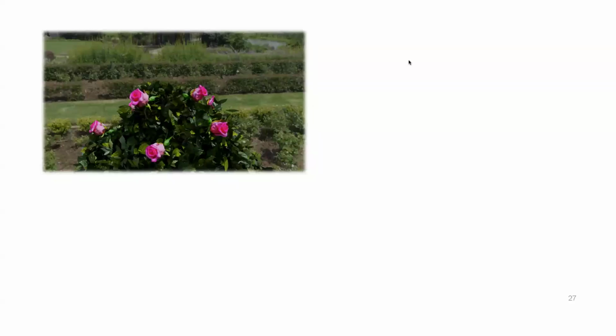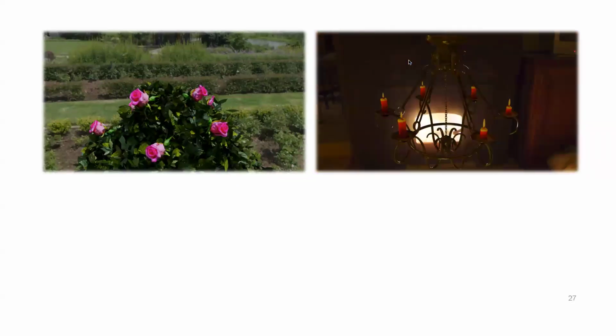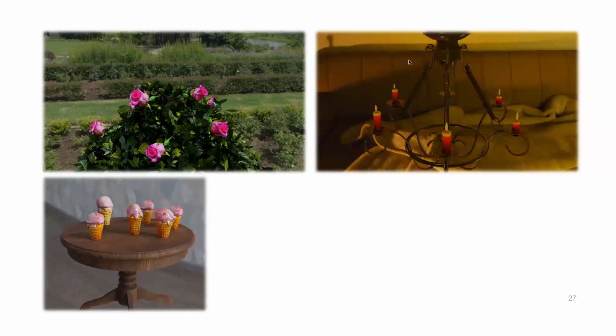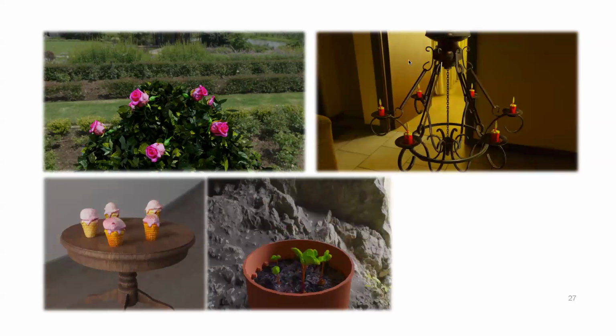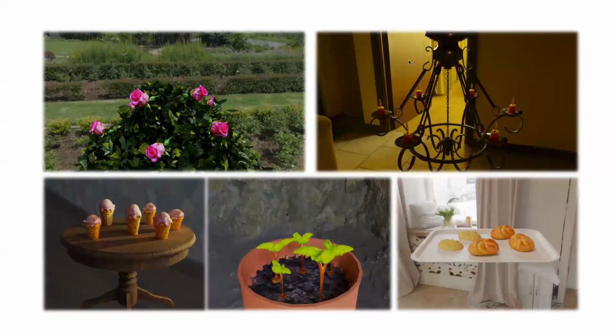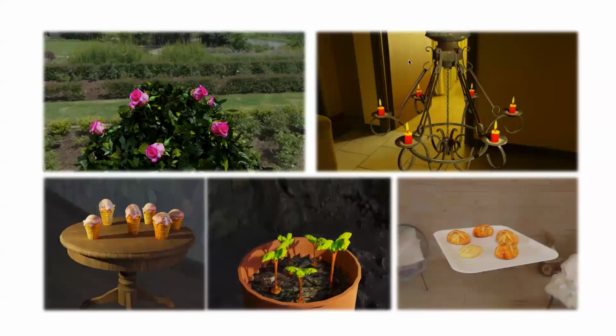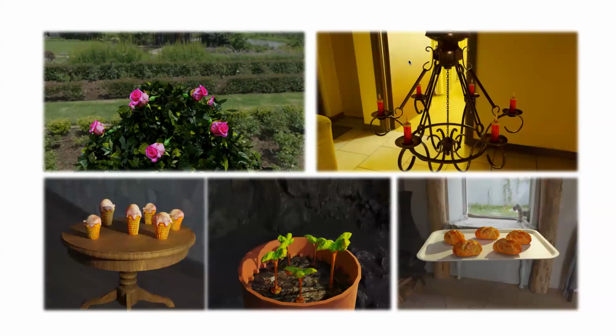And you want to model the lifespan of not just roses, but also other types of objects, including a burning candle, a melting ice cream, growing sprouts, and a baking bread. You can see the bread being baked, and then you can do novel view synthesis, you can do relighting, and you can see the baking process.